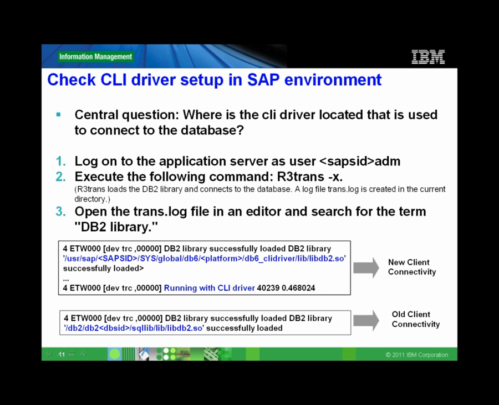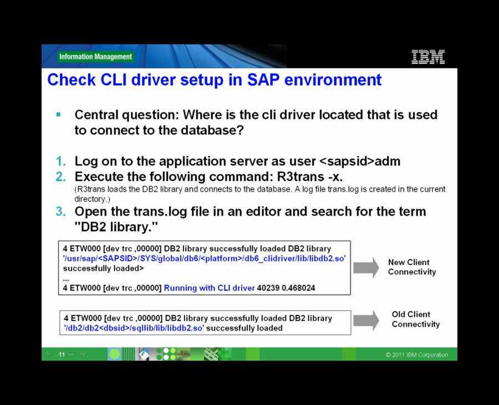When you want to set up Extended Insight, the central question is where the CLI driver of your SAP system is located. You can easily check this by logging on as the sidadm user and executing the command r3trans -x. r3trans loads the DB2 library and connects to the database. A log file called trans.log is created in the current directory. Please open the trans.log file and search for the term DB2 library.